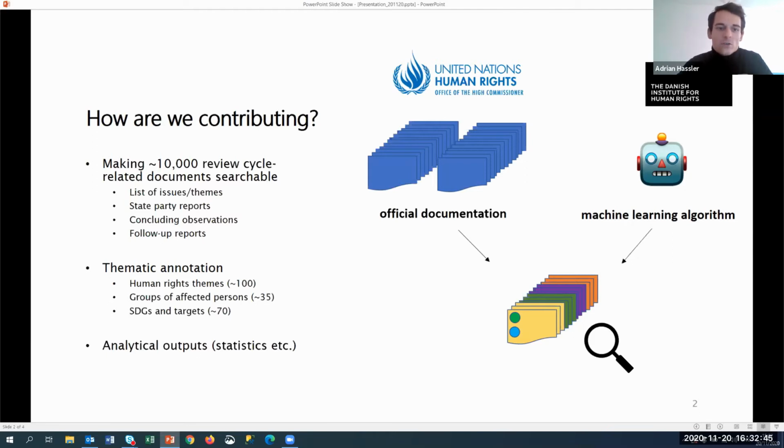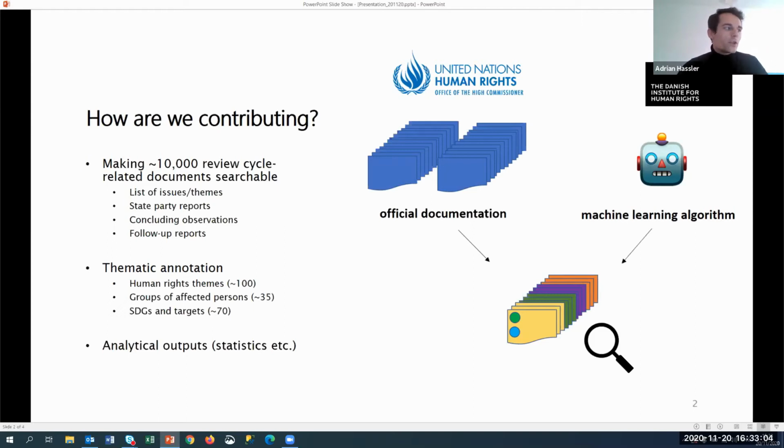So our role as OHCHR, of course, is to make the documentation available. And this is something we are pursuing not only due to the study, but of course the study is also a great occasion and an opportunity to push the work of making our documentation more accessible.